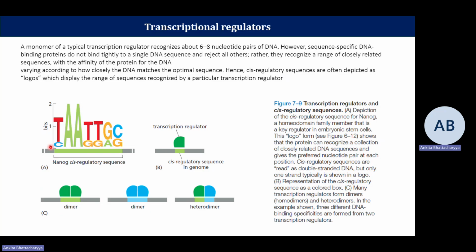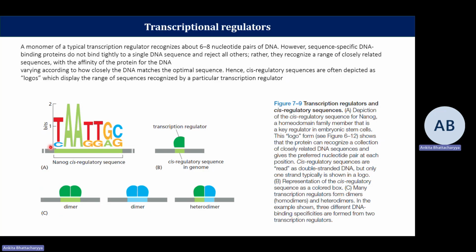Now, the monomer of a typical transcriptional regulator is able to recognize 6 to 8 nucleotide pairs of DNA. So, what is this actually allowing it to do? This transcriptional regulator is basically able to find its motif, its recognition sequence, throughout the entire genome, and then it is able to bind.